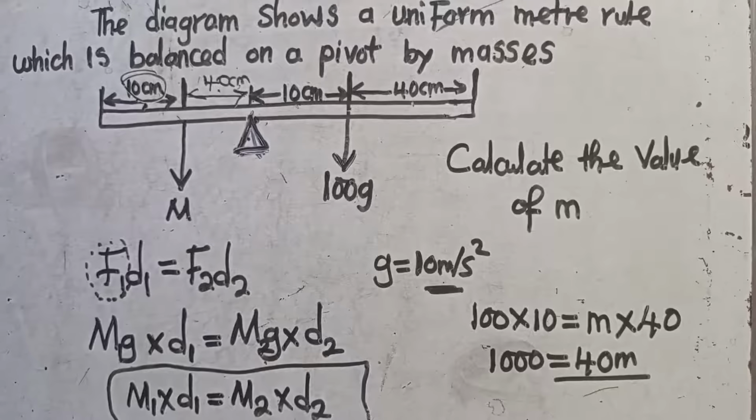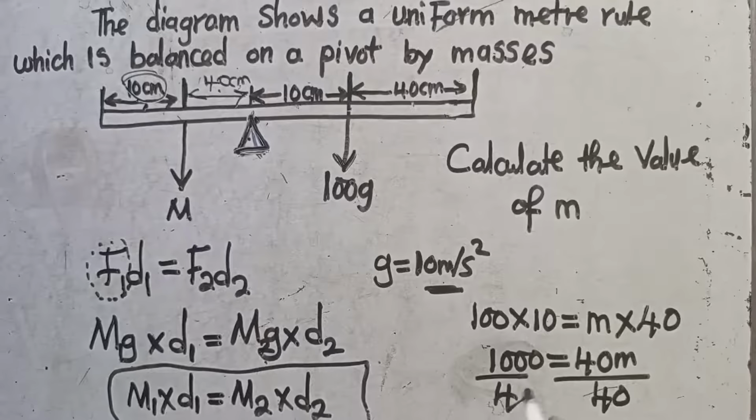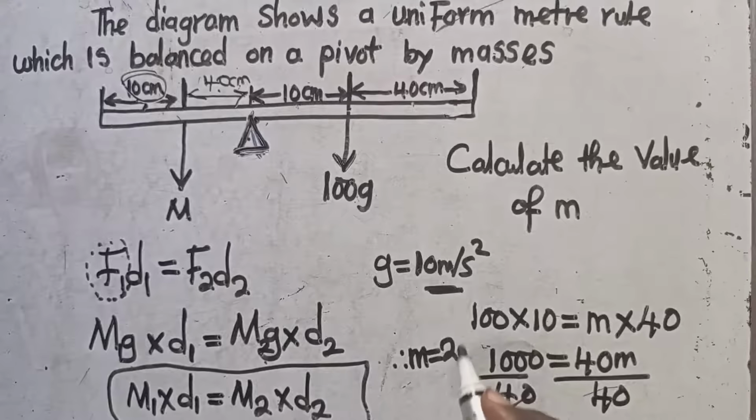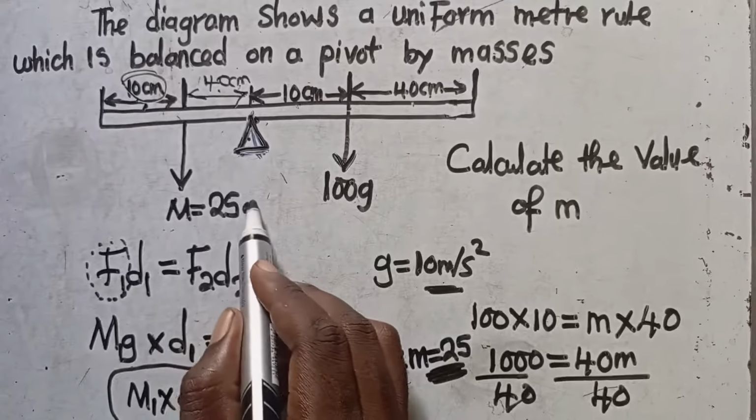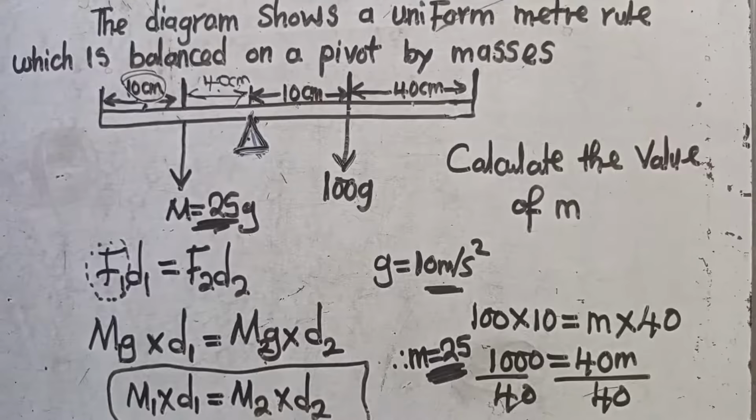So I'm going to divide both sides by 40. What answer am I getting? 1,000 divided by 40 is 25. Therefore m is equal to 25, meaning that this one here is 25 grams as my answer.